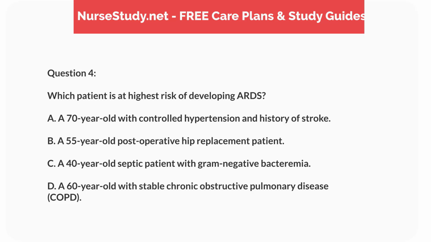Question 4. Which patient is at highest risk of developing ARDS? A. A 70-year-old with controlled hypertension and history of stroke. B. A 55-year-old postoperative hip replacement patient. C. A 40-year-old septic patient with gram-negative bacteremia. D. A 60-year-old with stable chronic obstructive pulmonary disease, COPD.